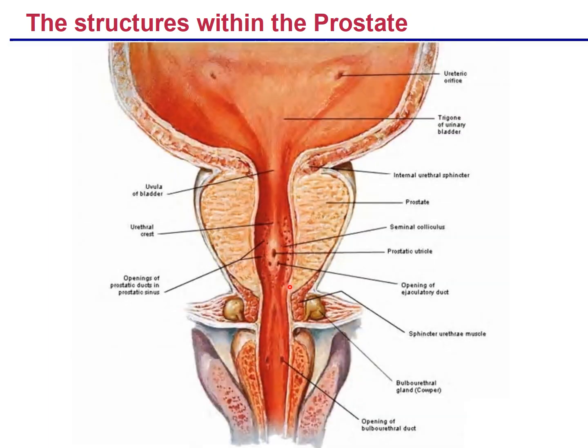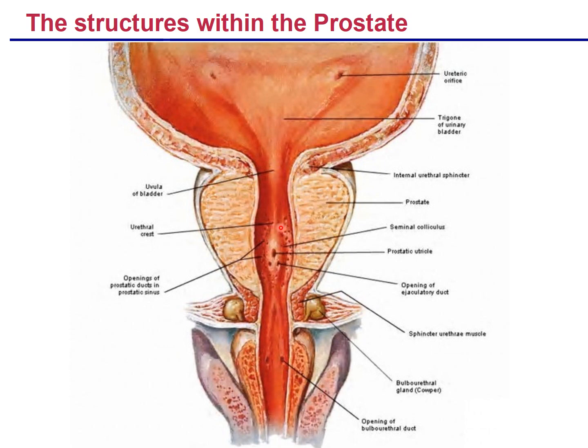Okay. Now the structures within the prostate. This is the prostate gland. Within the prostate gland you can see this structure. This is the prostatic urethra, the prostatic part of the urethra. Within the prostatic part of the urethra, on the posterior wall, you can see one longitudinal ridge. This longitudinal ridge is called the urethral crest.